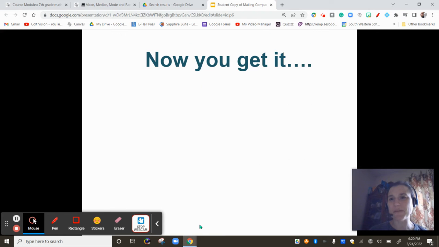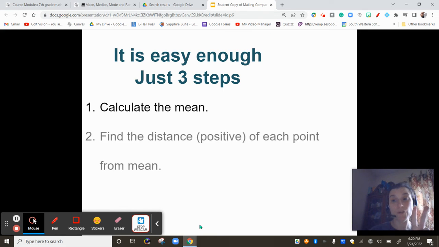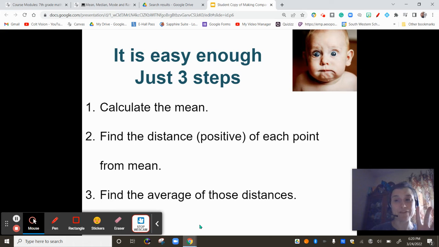Because to find the mean absolute deviation, we are going to have to, one, calculate the mean. Two, subtract each number from the mean. Three, find the average of those distances, because what the mean absolute deviation is, on average, how far are the data points from the mean? The mean absolute deviation helps us to see how consistent the data is, how clustered together it is.